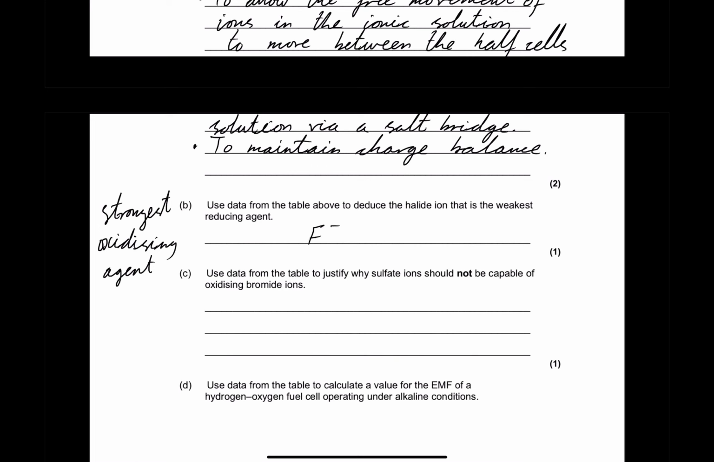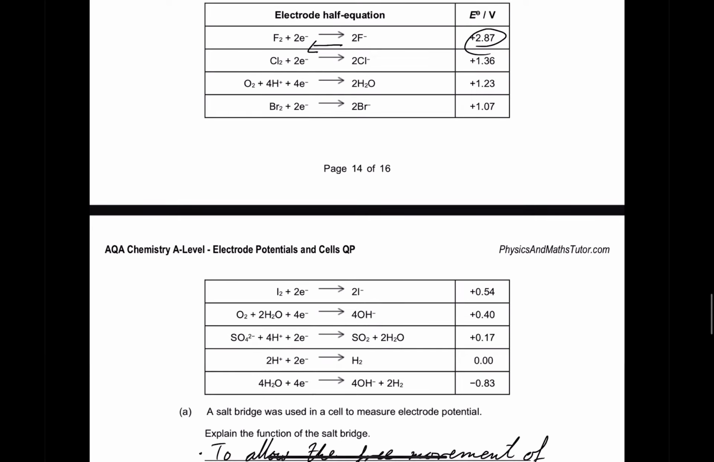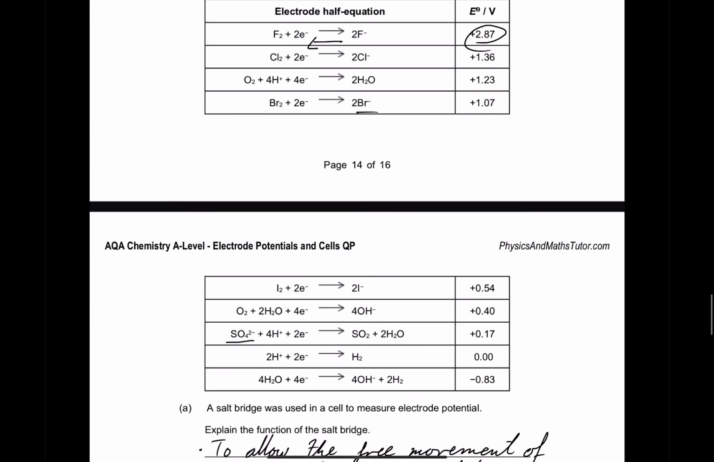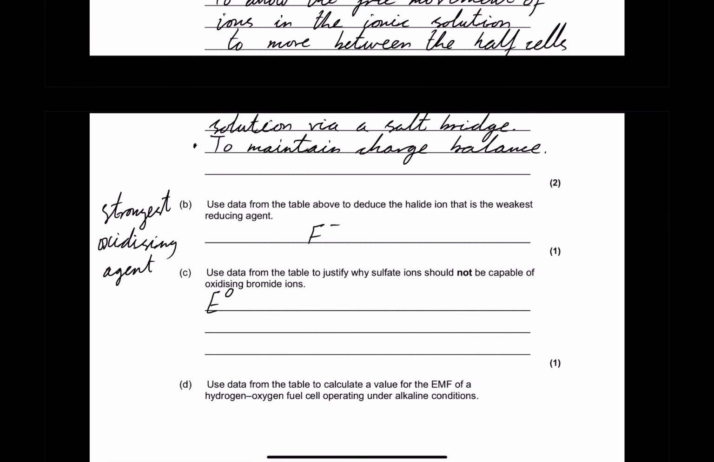Use data from the table to justify why sulfate ions shouldn't be capable of oxidizing bromide ions. Sulfate and bromide ions. So sulfate's here, bromide's here, because the electron potential of SO4 2 minus is lower than the electron potential of Br2. So the electron potential of SO4 2 minus, and you can represent it like this, is lower than the electron potential of, sorry.